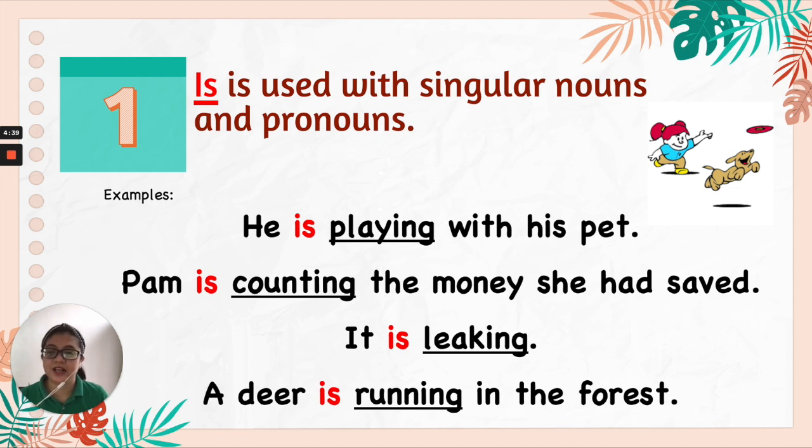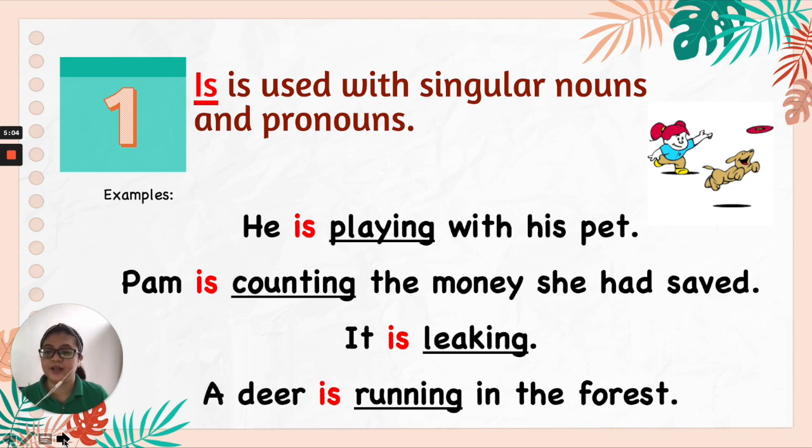As you can see, the words he and it are pronouns, and the words Pam and a deer are the nouns. Now, if you're going to use singular nouns with your ing form of verbs, you have to use the word is in between the noun and the verb. So he is playing. Pam is counting. It is leaking. A deer is running.